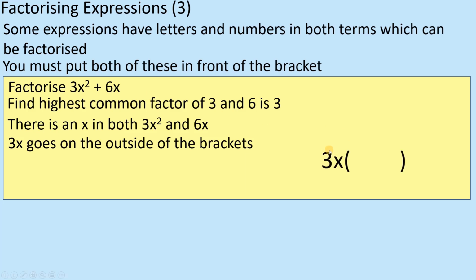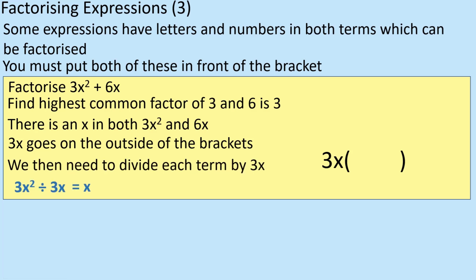So that's going to form the beginning of my factorized expression. So I've got 3x on the outside here. So what needs to go here? Well, I need another x. I've got a 3. I've got an x. I need another x to make x squared. So I need 3x squared divided by 3x, which is going to give me an x.